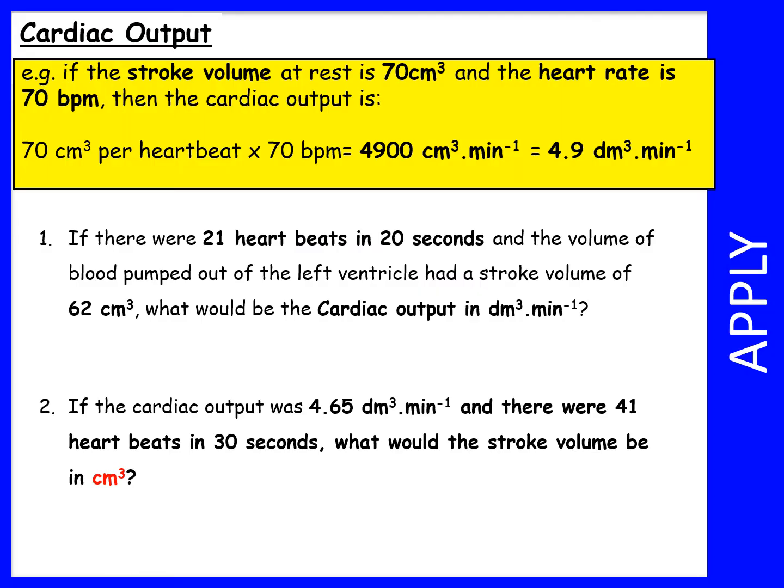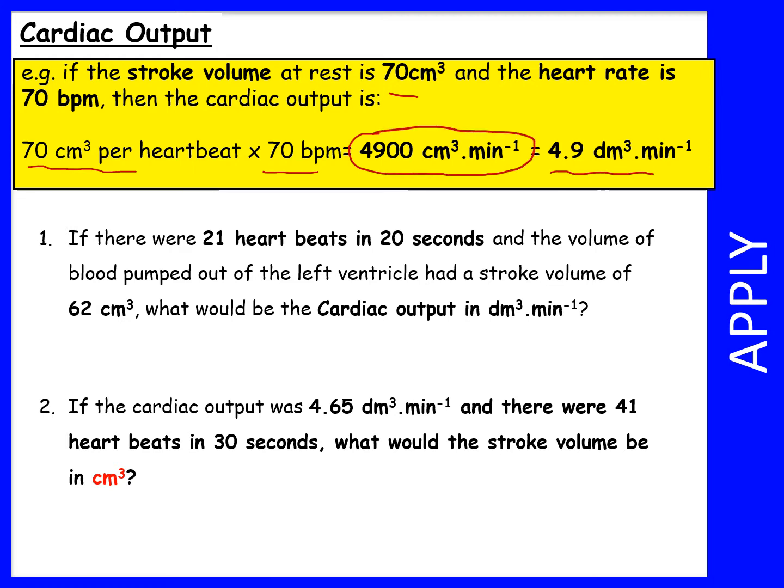So if you guys want to pause the video at this stage and you can have a go at some of these questions, and then obviously when you finish, if you just click play. So I'll go through the question at the top, okay, in the yellow box, and it tells us the stroke volume is 70 centimetre cubed and the heart rate is 70 beats per minute. So we know the cardiac output is 70 centimetre cubed times 70 beats per minute, and that will give us a value of 4,900 centimetre cubed per minute.